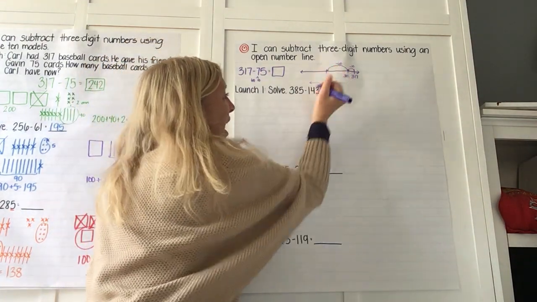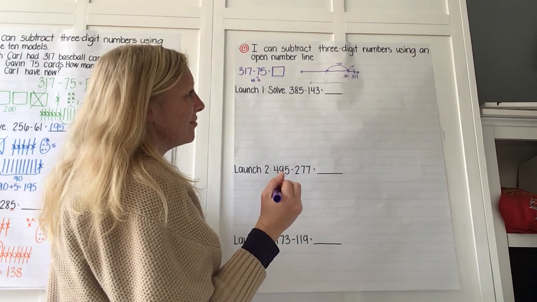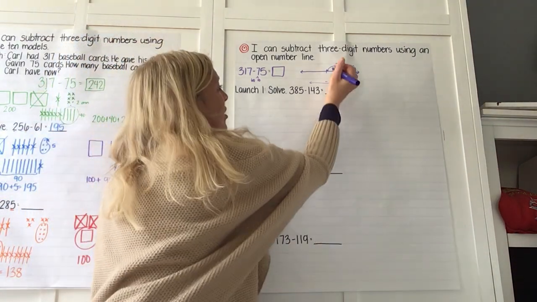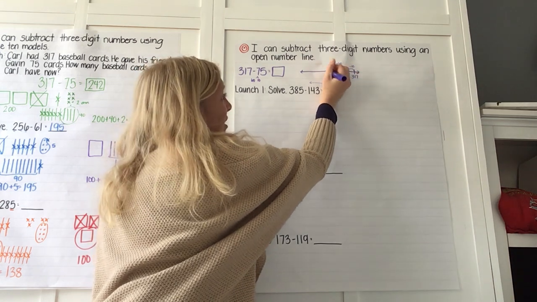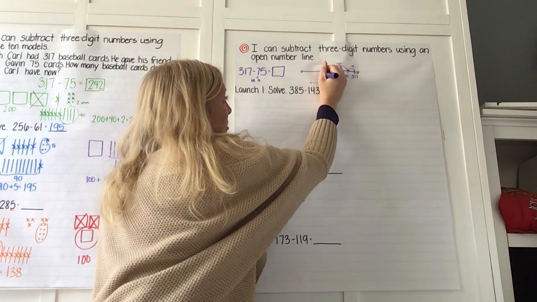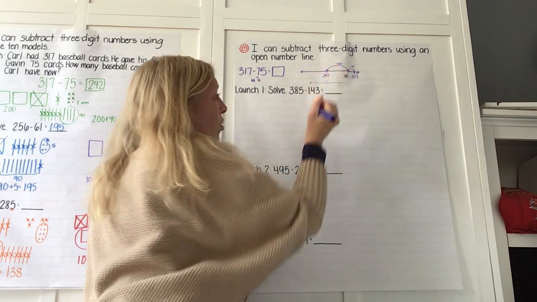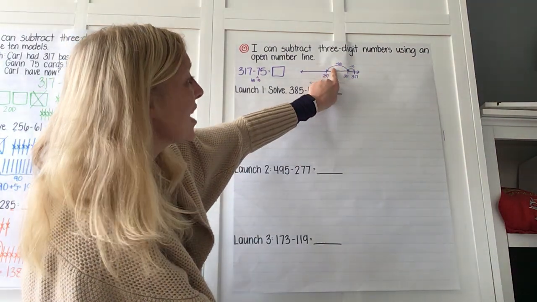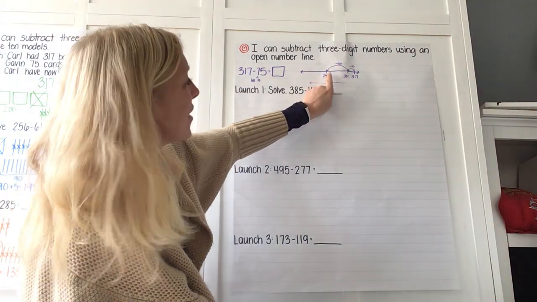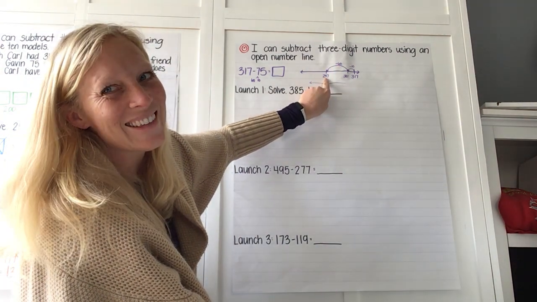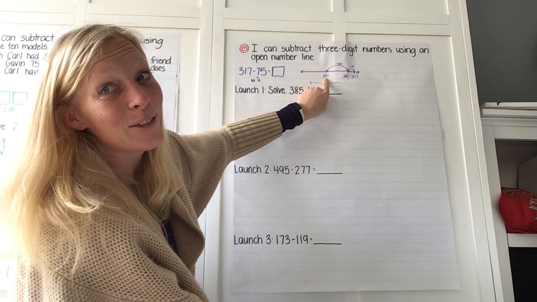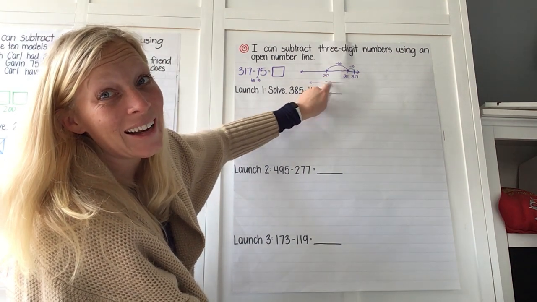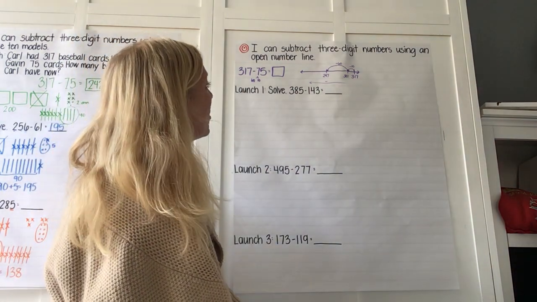And when I do that, what do I know? 10 take away 6 is 4. Aha. So 307 take away 60 is going to be 247, right? So there's that 10 with that 0. There's that 6 with that 60. And then there's that 4 that's left over. 10 take away 6 equals 4. 100 take away 60 equals 40. Ding. There it is.